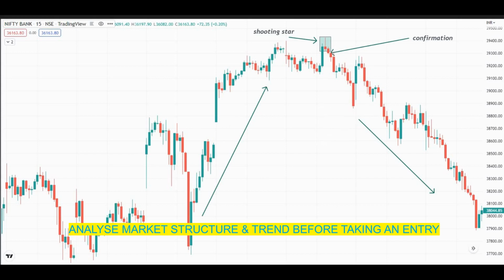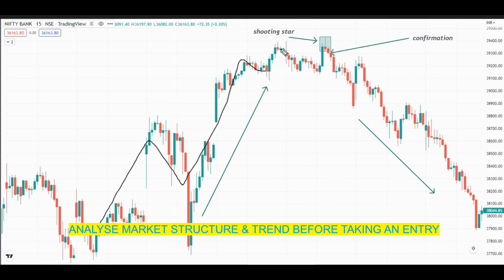After a very strong uptrend, if we see a shooting star formation along with market structure and also analyze the trend, and if we get a potential entry with the candlestick pattern, the risk to reward of the trade is very huge, and the winning probability also increases drastically, which will increase your profits in a very big manner. So always remember that. See what is happening here.